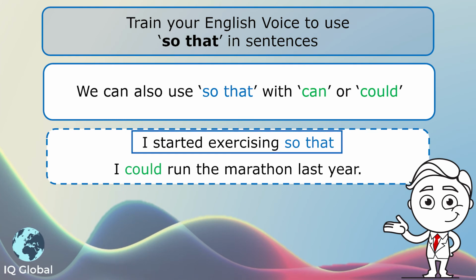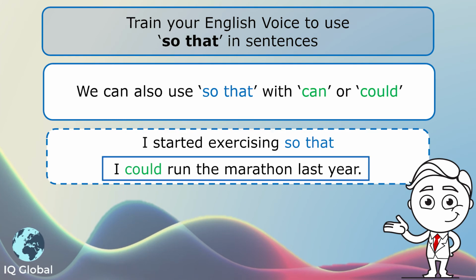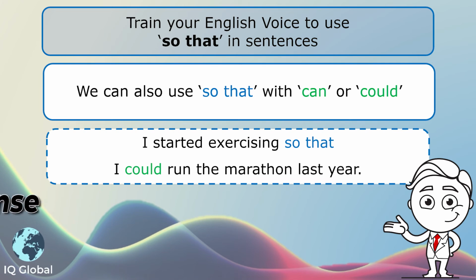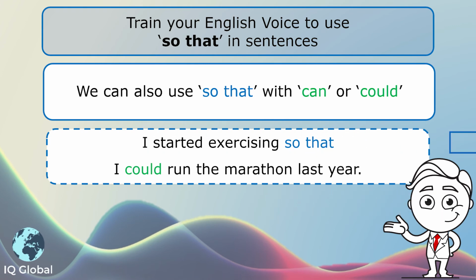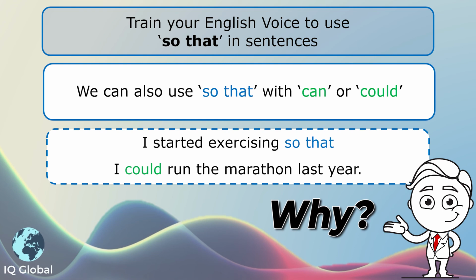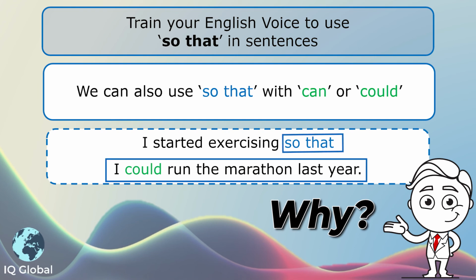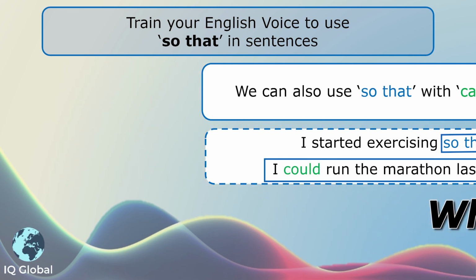2. I started exercising so that I could run the marathon last year. So this sentence is in the past tense. Hence I used the word "could". So I said I started exercising so that I could run the marathon last year. So there was a reason for me starting to exercise, so that I could run a marathon. If I didn't start exercising, I would have never been able to run that marathon.